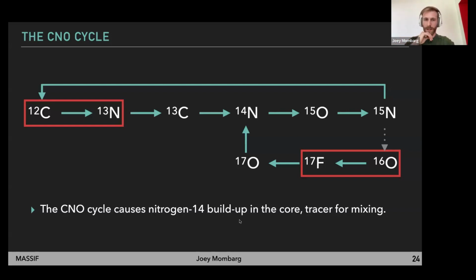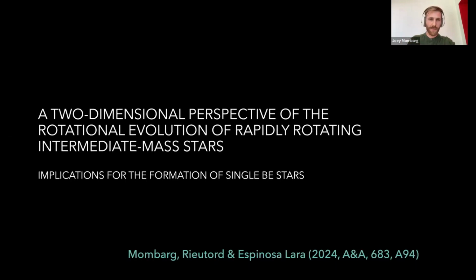I want to do this in a more detailed way for a larger range of masses, where you also have a more proper implementation of the whole CNO cycle. Okay. So for the last part, I want to talk about what these 2D models actually imply for the formation of single Be stars.